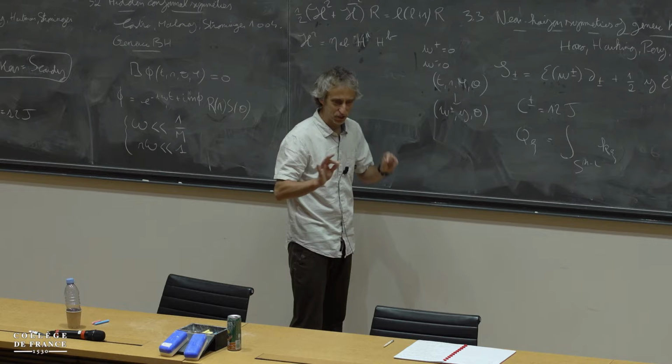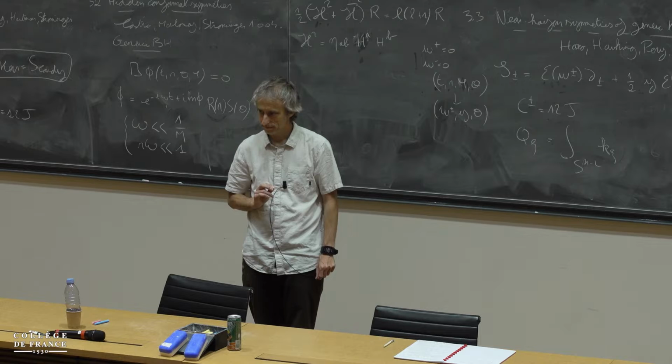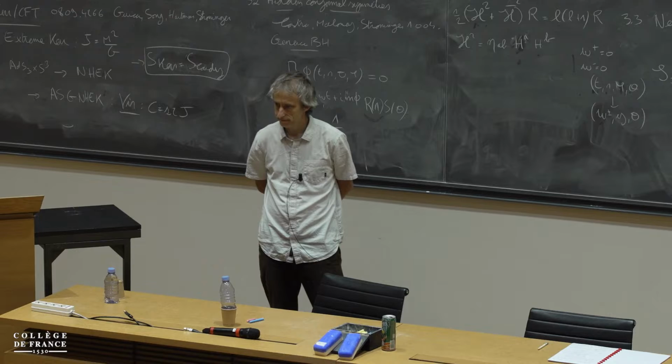What you mean is, for instance, a major difference between Schwarzschild and Kerr is that in Kerr you have multiple horizons. Is that a feature that plays a role in that game?